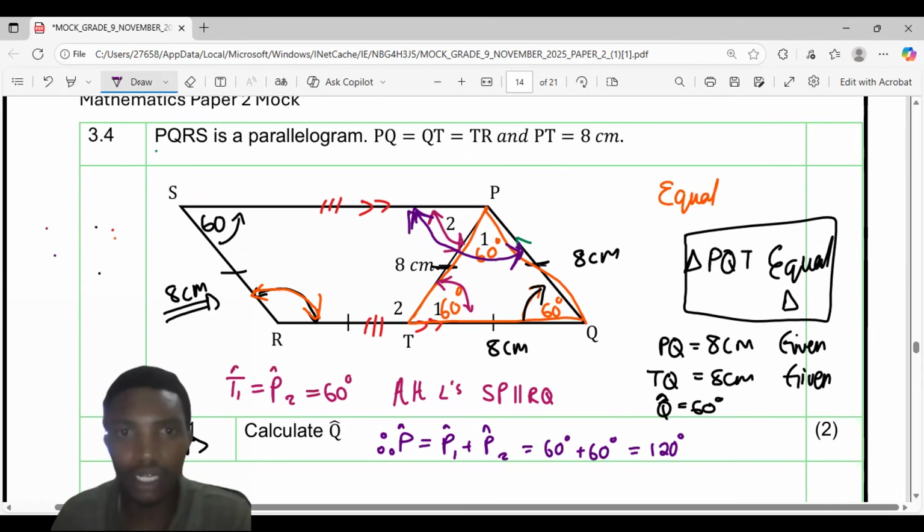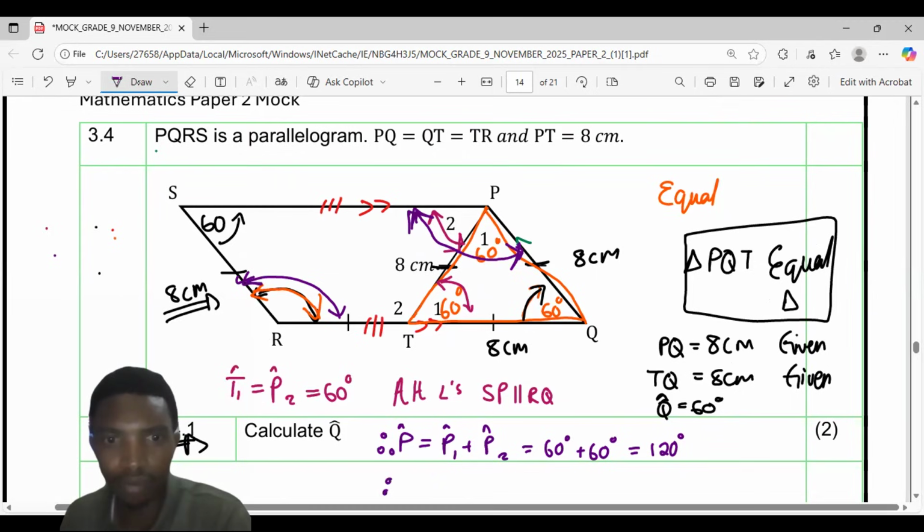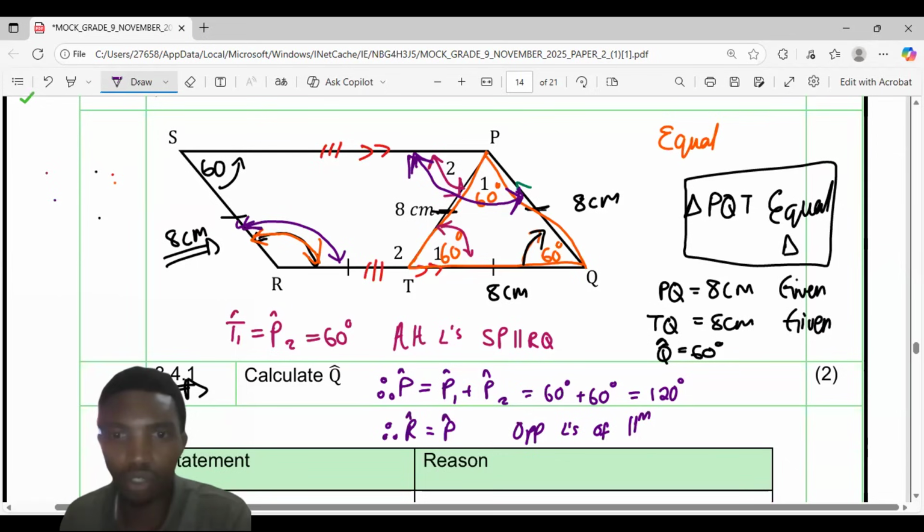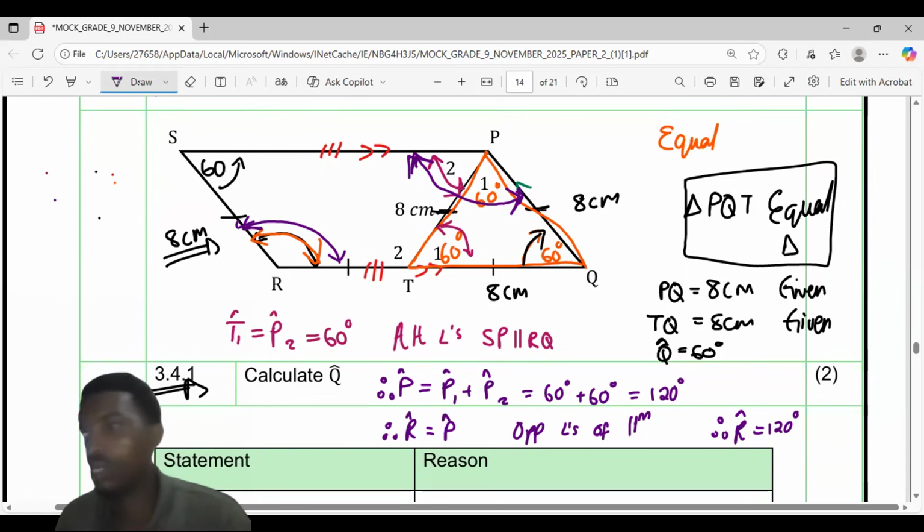So if this whole angle here is 120, how much is then that angle there? 120 as well. Therefore, we say angle R is equal to angle P. Why? Because they are opposite angles of a parallelogram. Remember I said opposite angles of a parallelogram are equal. That's why we are saying that angle R is also equal to 120. Therefore, angle R is equal to 120 degrees. That is how we get to that.